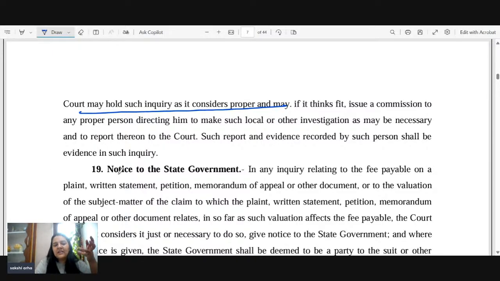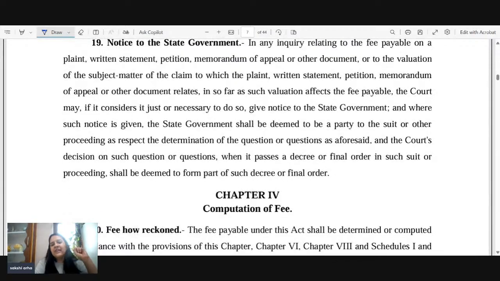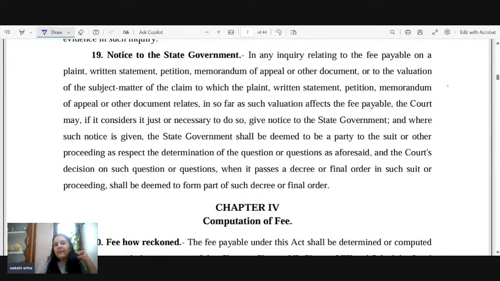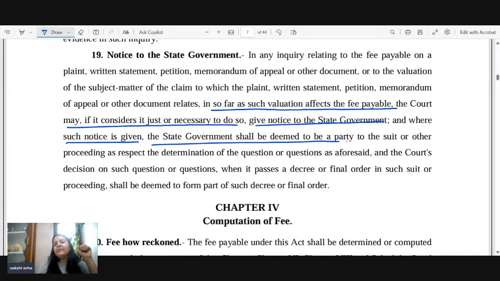Okay, so that is what inquiry is. Now, notice to the state government. When any inquiry is made relating to court fee on a plaint, written statement, memorandum, and all these documents, in so far as valuation affects the fee payable, the court may, if it considers it just or necessary, give notice to the state government. And where such notice is given, the state government shall be deemed to be a party to the suit.